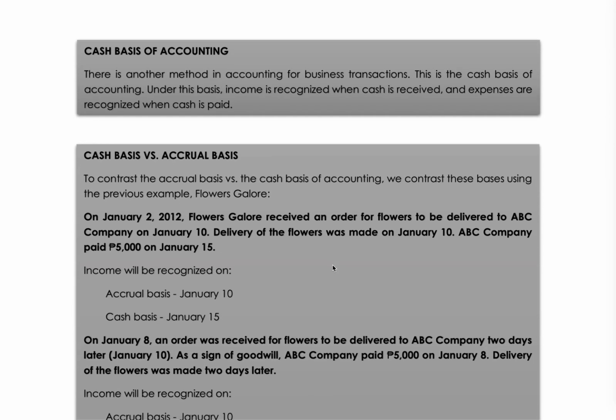Next. So, cash basis of accounting is a method of accounting for... okay. Kanina, accrual basis. Recap natin ha. You recognize the income when the service is rendered or when the goods are delivered. You recognize the income when it is earned. Not when the cash is received. How about for expense? You recognize the expense when it is incurred, not when the cash is paid.